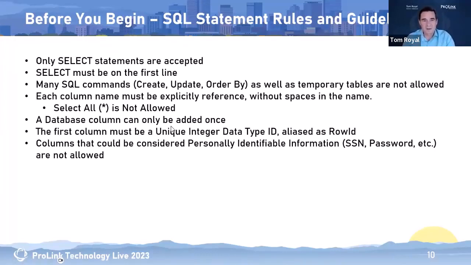And then the first column must be a unique integer data type ID, an alias as a row ID. I'm going to show exactly what that means, but there has to be some unique identifier. If you're building a query off of dev deals, you can use the dev deal ID. It's unique in the system. Same if you're building a query off of portfolio property: you can use the portfolio property ID. It's going to be unique. That's typically the very first column I add to my data view, that row ID.